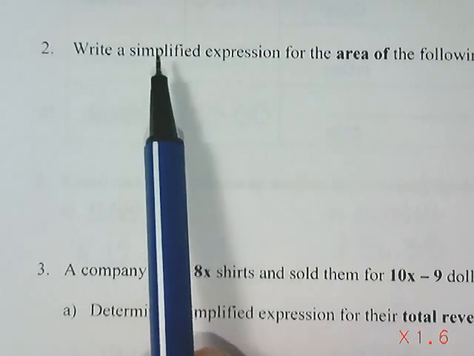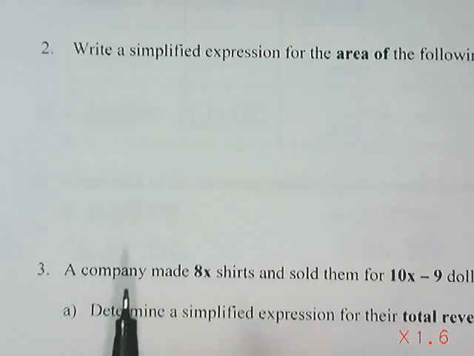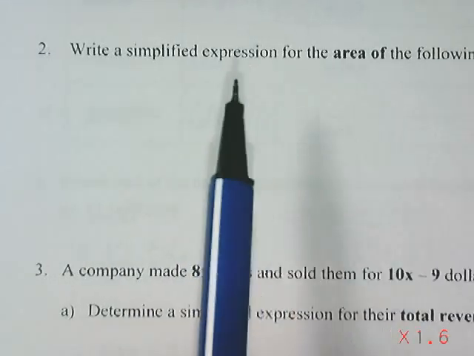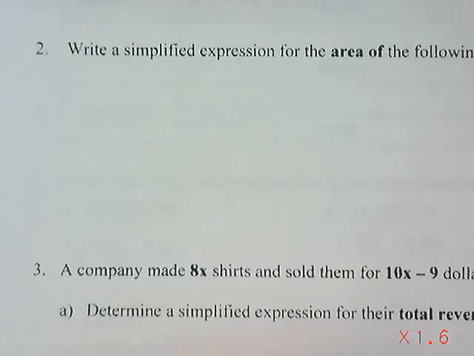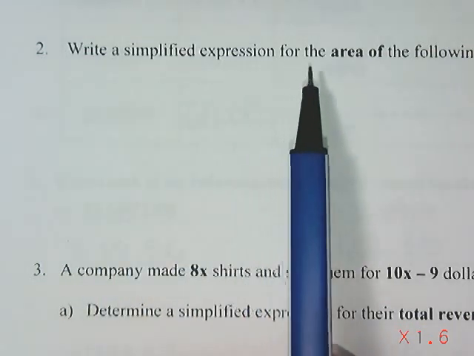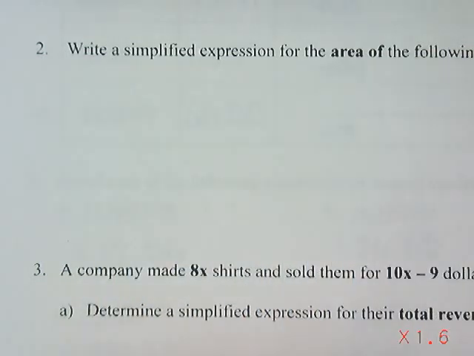So that means if we have like terms, we would collect them. If we have brackets, we would multiply them out. That's what the simplified part means. So write a simplified expression. Expression means we're not going to get an answer like 15 kilometers. We're going to get something that has x's in it. So write a simplified expression for the area of the following rectangle.